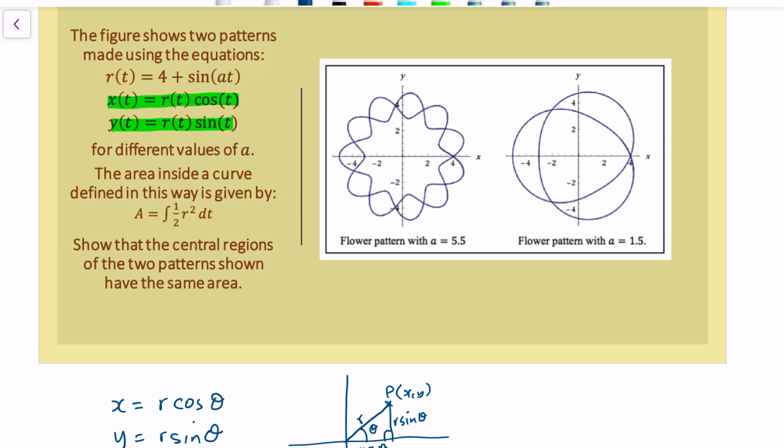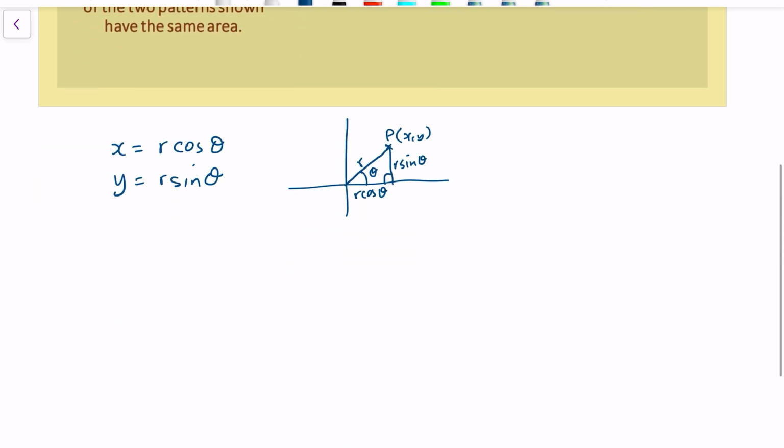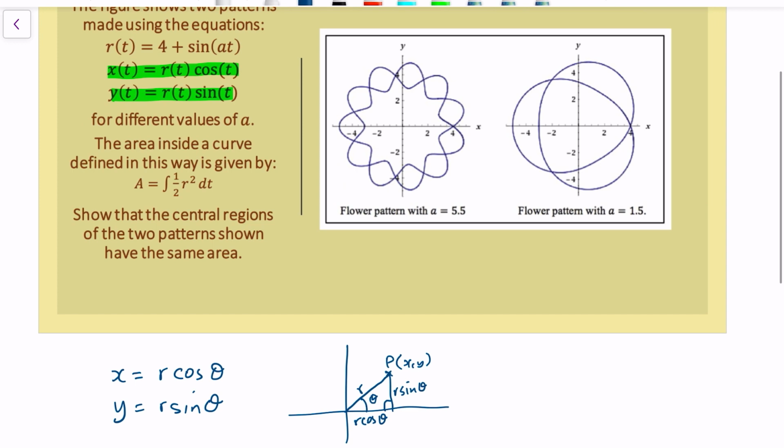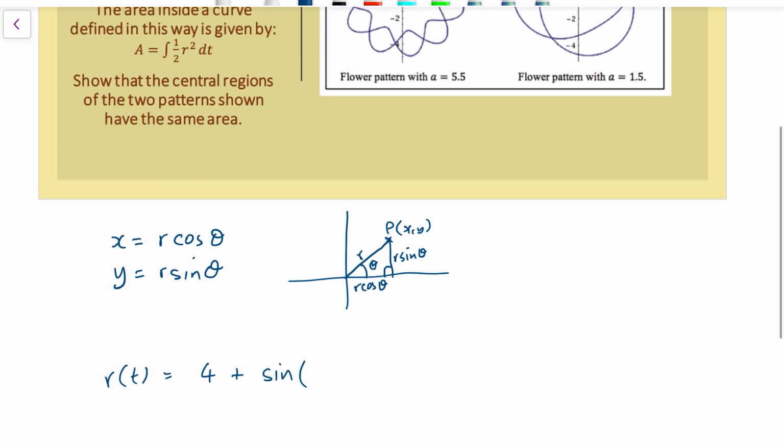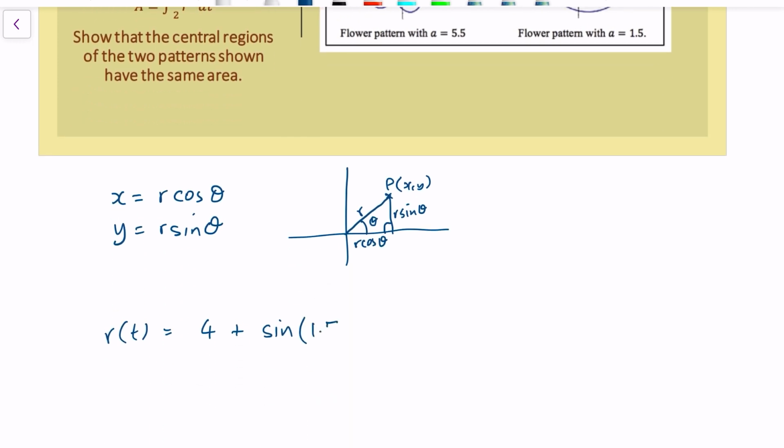So we've got this r of t equals 4 plus sine of a times t, where a corresponds to the number of petals. So if we look at this problem here, a is 5.5 as the first one, a is 1.5 as the second. Let's look at the 1.5 one. So 4 plus sine of 1.5t.